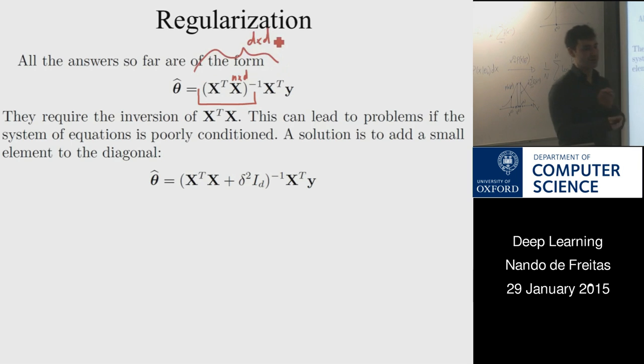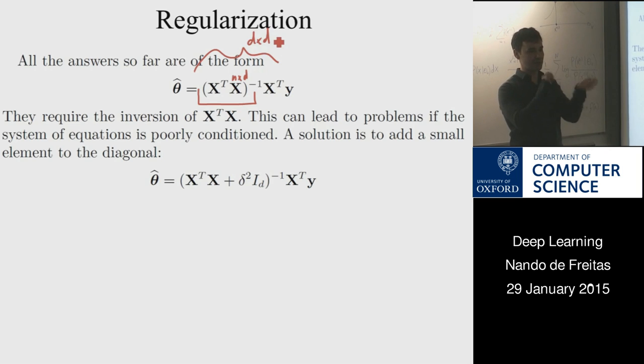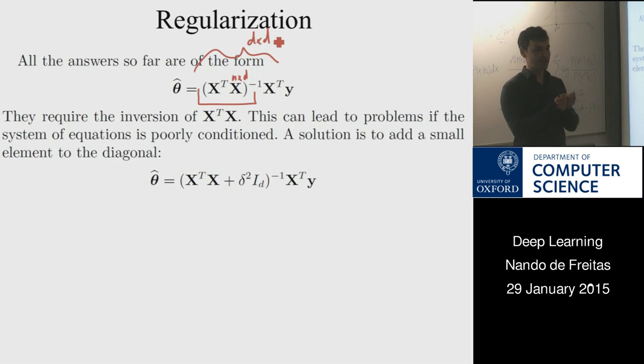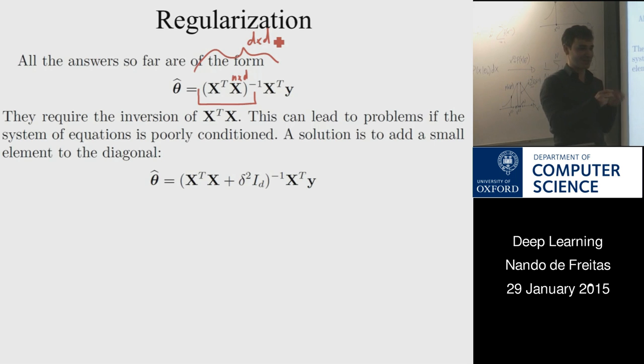And I think in your homework exercise, I gave you a way in which you could do some linear algebra, and you could rewrite this in terms of a matrix that's n by n. Because sometimes you have n equal 2 patients with d equal 20,000 genes, and so it's much easier to invert a 2 by 2 than a 20,000 by 20,000 matrix. It's a very useful trick, by the way.